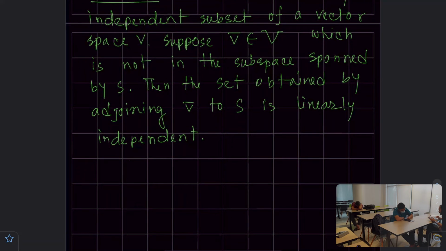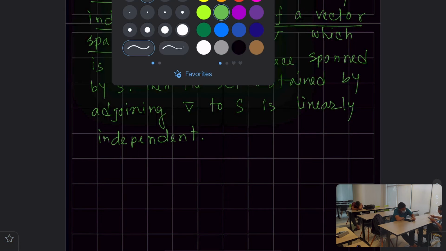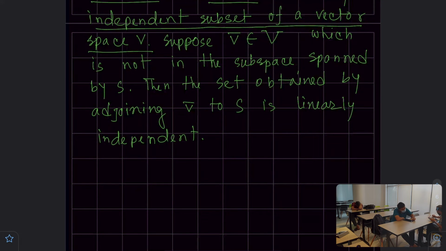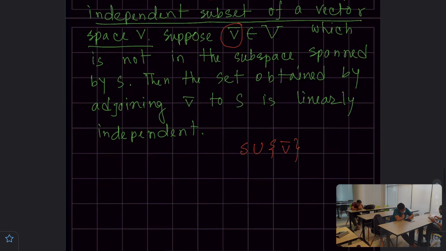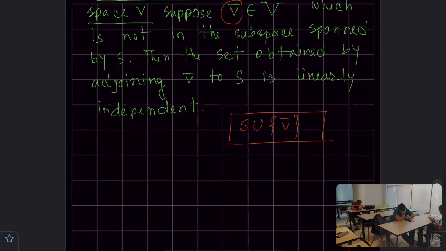So this is a very important lemma. It is saying S is a linearly independent subset of a vector space V, and I'm considering another vector v which is not in the subspace spanned by S, and we understand what is meant by span, right? So this v vector does not belong to the span of S. Then the set obtained by adjoining v to S is linearly independent. That means I'm now considering S union this vector v, and this lemma says that this set is linearly independent. So how can we prove that?